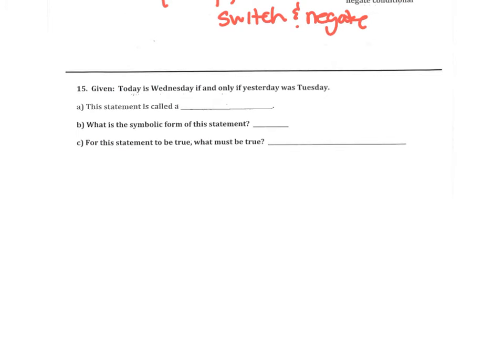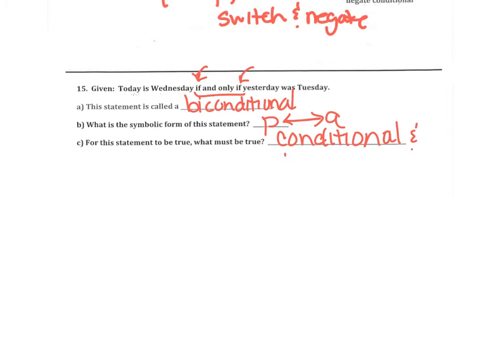When we look at this statement here, we notice that if and only if is in the middle. We have an if here, and we have an if here, so it's two of them. So this statement is called a biconditional. The symbolic form for biconditional is P, double arrow Q. For this statement to be true, what must be true? The conditional must be true, and the converse must be true. If you can get the conditional and the converse to be true, then you have a biconditional statement.